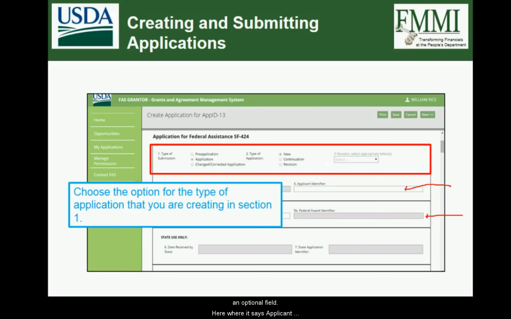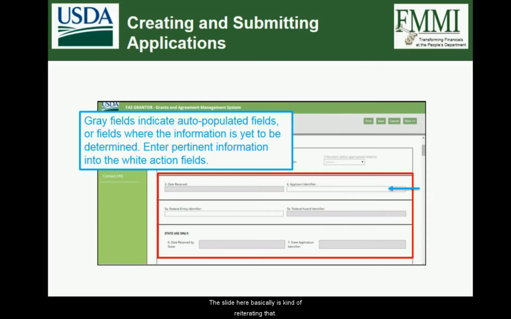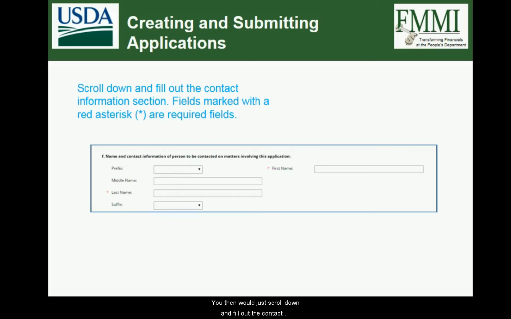So here where it says applicant identifier, there's no asterisk associated with it. We may not need to actually fill that in. This slide is just reiterating that. Gray fields will indicate your auto-populated fields or fields where the information is yet to be determined. Any pertinent information will go into the white action fields. You then would just scroll down and fill out the contact information section. Again, any fields marked with the red asterisk will be required fields. I think that's going to be the main takeaway here.